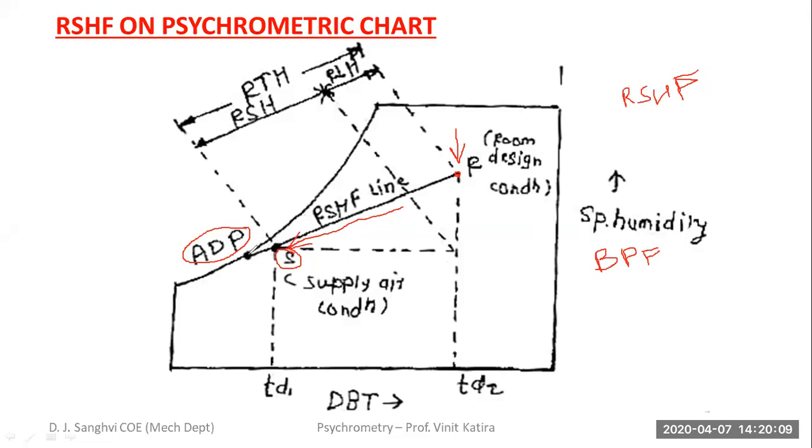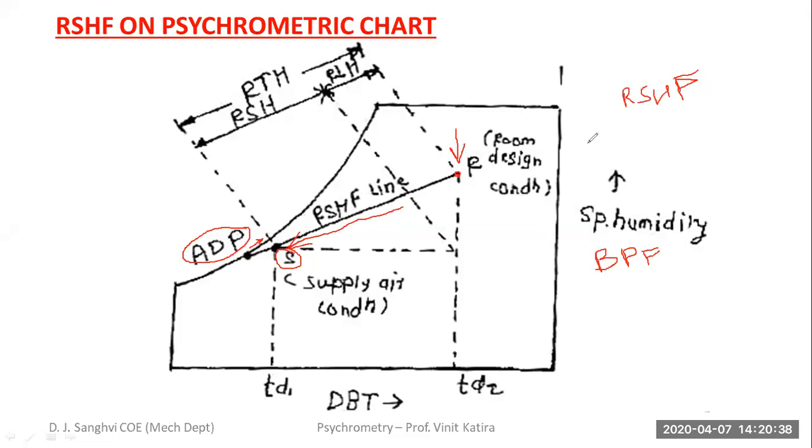So over here, your ADP might be slightly higher, it may be slightly towards this side, because bypass factor is coming into the picture. Therefore, you need to have a slightly lower ADP so that you can get your net desired cooling effect, because some amount of air always bypasses the coil. So your ADP is going to be slightly lower, or it may not coincide with your supply air condition. Okay, so this is how you draw your RSHF line.